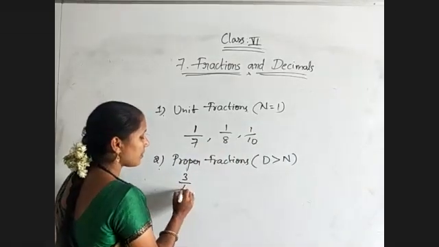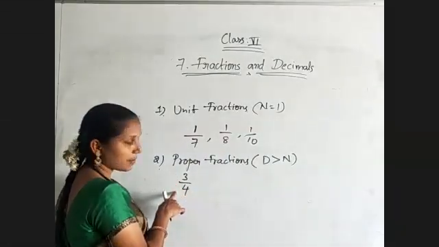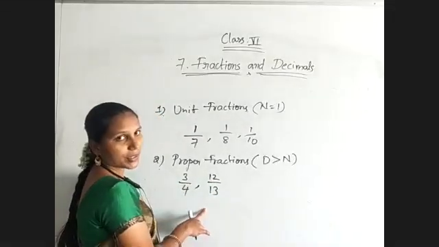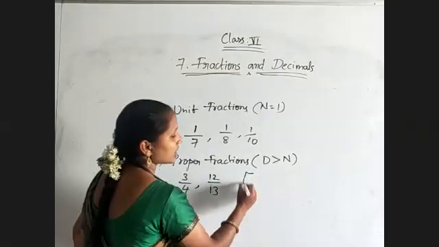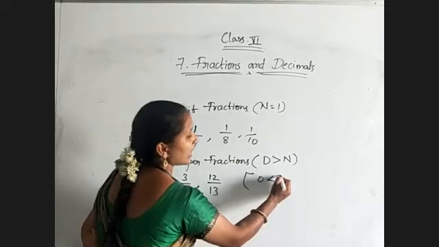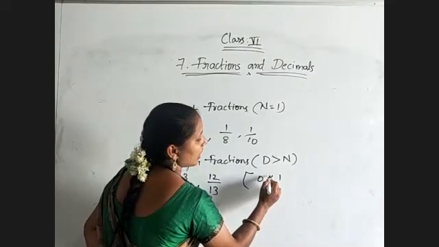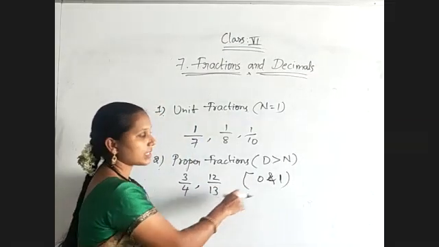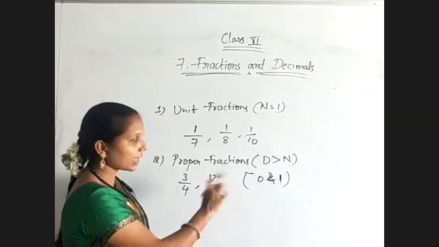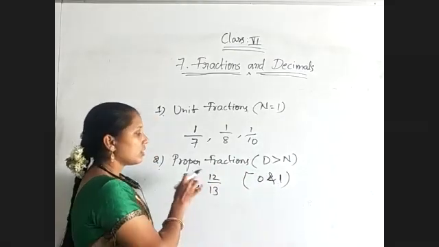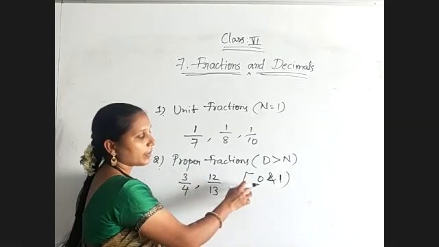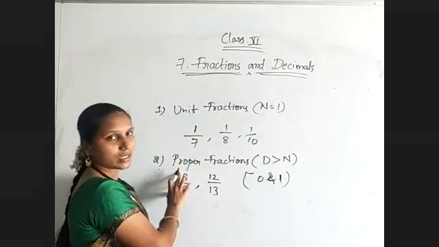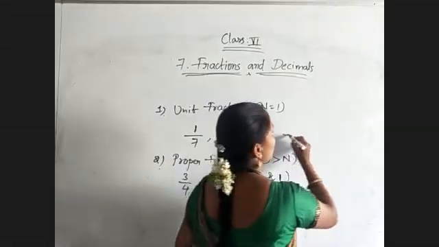So suppose I have 3 by 4. 4 is more than 3. So it is a proper fraction. And 12 by 13 is also a proper fraction. And remember, all the proper fractions lie between 0 and 1. Not lesser than 0, not more than 1. Compulsorily all the values are between 0 and 1, not equal to 1 also. Okay. So all the proper fractions lie between 0 and 1 on the number line, and unit fractions and proper fractions, both we will indicate using the number line like this only.